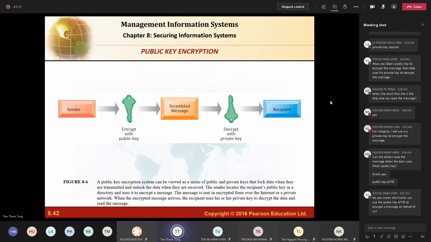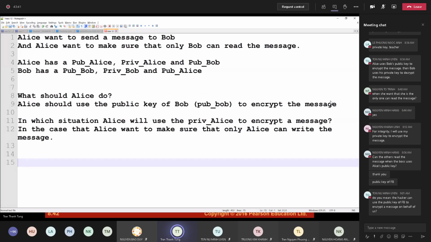So in this case, what we will do is I will use my private key to encrypt the message first, and then I use the public key of Facebook to encrypt the message again. So imagine this. User Alice uses her private key, private Alice, to encrypt a message.